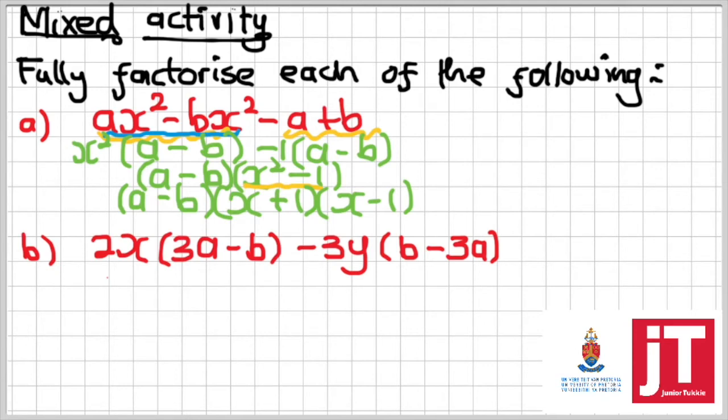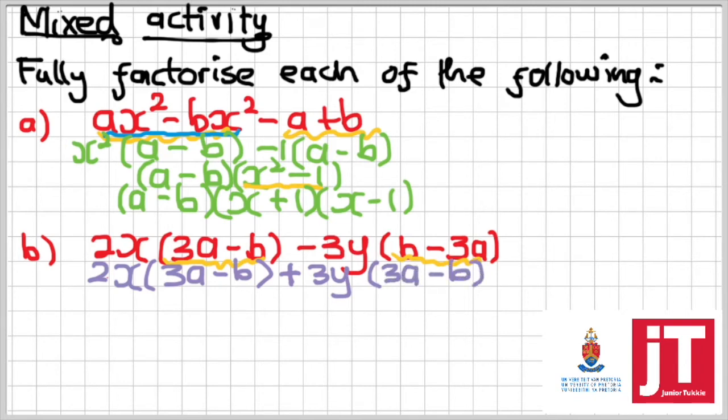In part B, the only thing that you need to recognize is that the terms within the brackets look almost the same, the only difference being the signs. That means I have to enforce a sign change. So I'm going to have 2x multiplied by (3a minus b) plus 3y (3a minus b). Then I can factorize it into (3a minus b) multiplied by (2x plus 3y), making up the second factor.